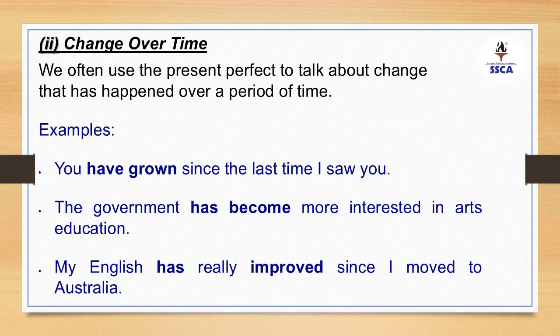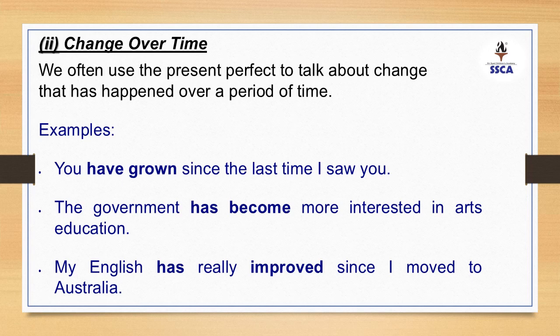So, the second unspecified time before now: change over time. We often use the present perfect to talk about change that has happened over a period of time. Example: you have grown since the last time I saw you. Here I'm talking about someone's growth that has gradually changed, but I'm not specifying any time here. When did I last see that person?